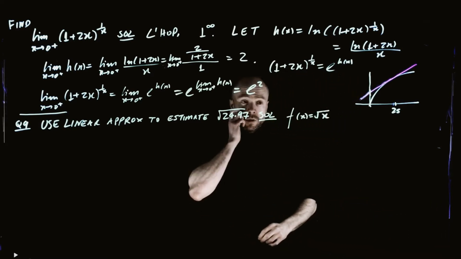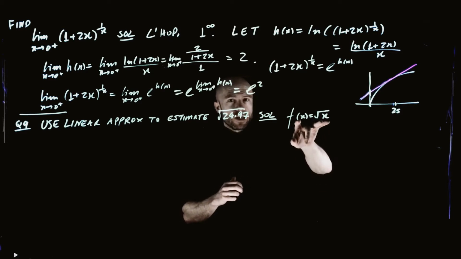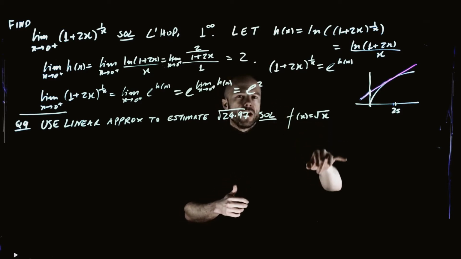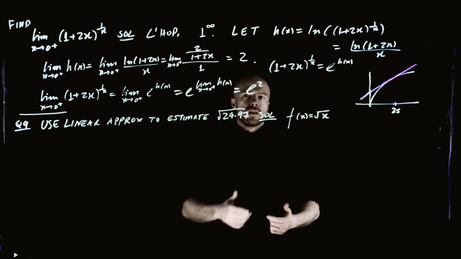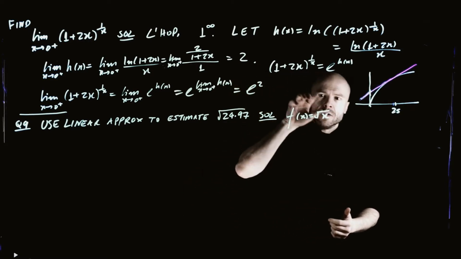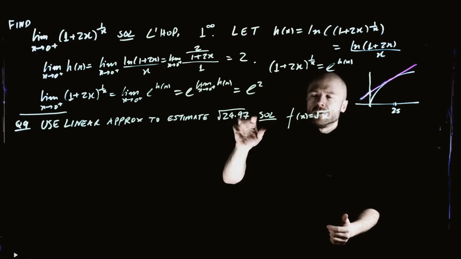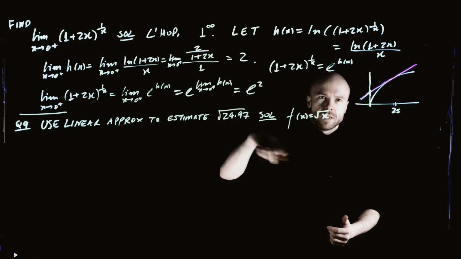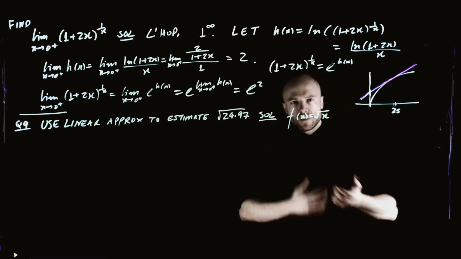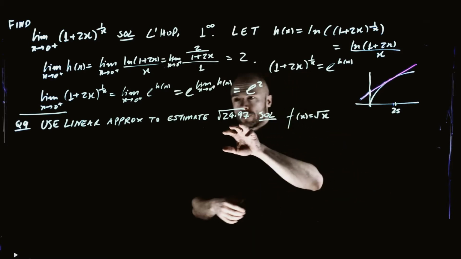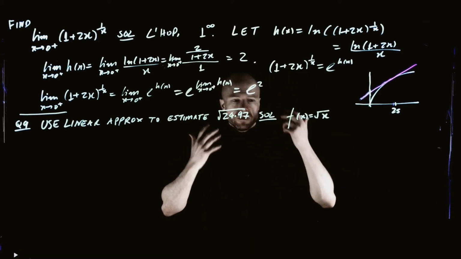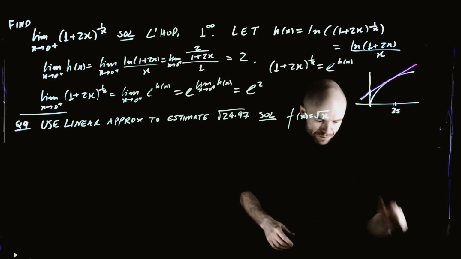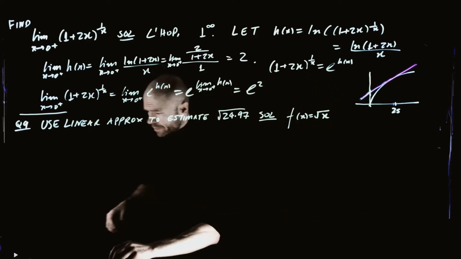Yeah? So what we're going to do is exactly that. We're going to calculate the tangent line to this function at 25. And instead of trying to calculate this thing, we're going to plug this number, 24.97, into our tangent line, and that is going to allow us to get a very good approximation to what this actual value is. So, first thing to do is to find the tangent line.